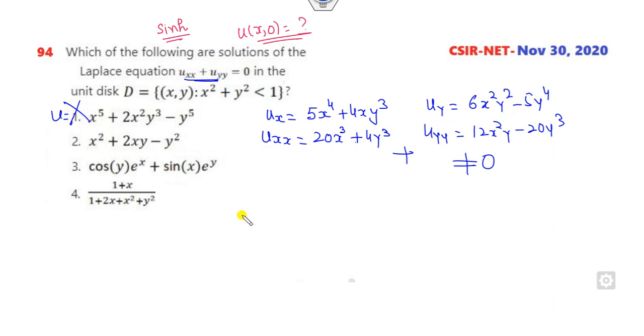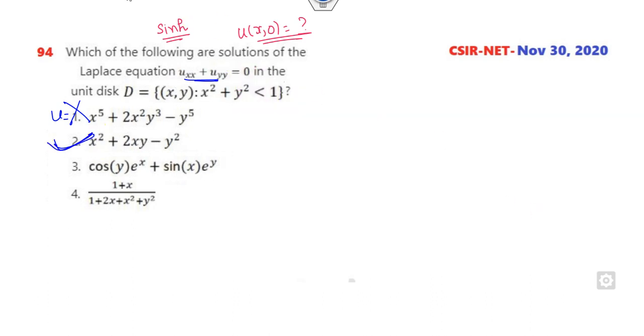So this is cancelled out. Look at the second option, x square plus y square. If you take the second derivative, it's a quadratic, uxx is 2, uyy will be minus 2, and see the sum will be 0, so this is the right answer. Look at the third and the fourth options.